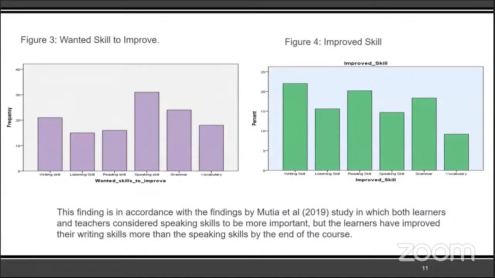And when it comes to the skills that the learners want to improve by undergoing this course, they said that they want to improve their speaking skills. However, by the end of this course, they mentioned that they have improved almost all the skills, but basically they have improved their speaking skills and writing skills, and speaking skill has become the second least improved skill during the online classes.